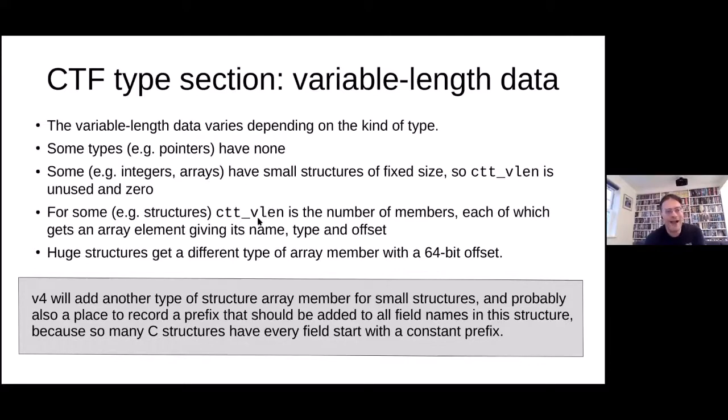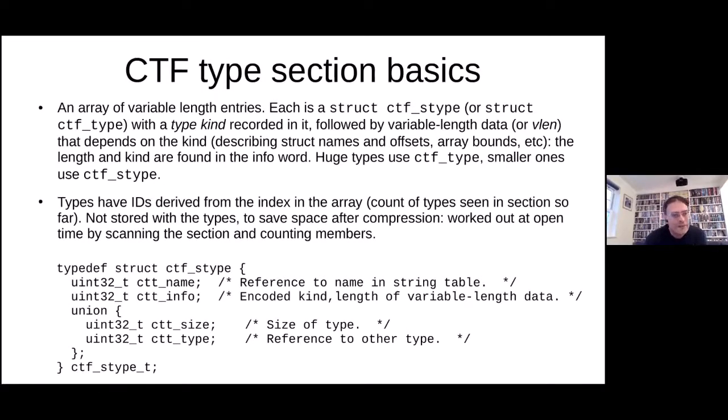And then there are things that have an actually variable amount of variable data, like structures. For structures and unions, VLEN is the number of members. For enums, VLEN is the number of enumerations, that sort of thing. Huge structures get a different type of array member, because you can have structures with enormous offsets, 10 gigabytes or something. You don't want to waste space encoding enormous offsets. So we have a separate structure to encode structure members if the structure is vast.